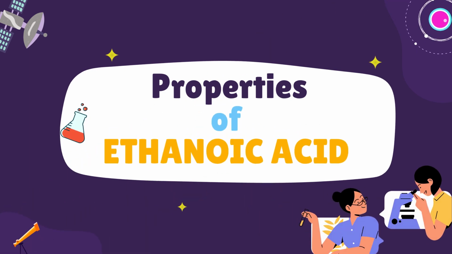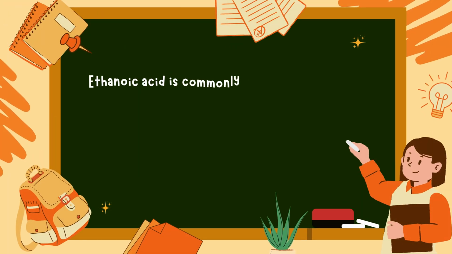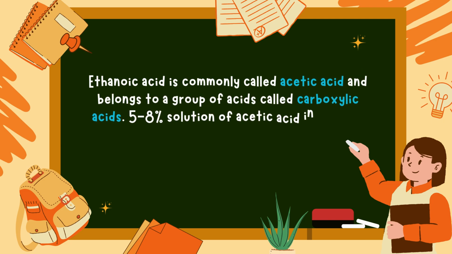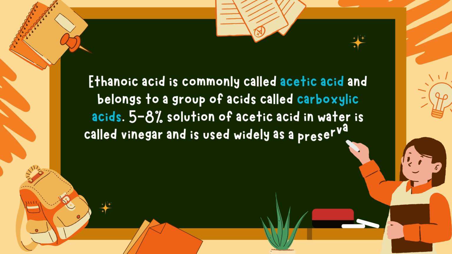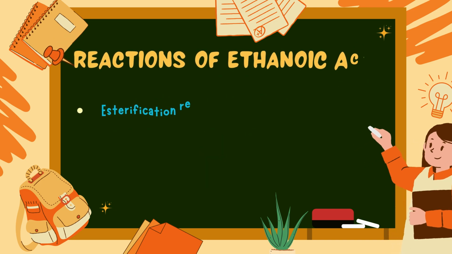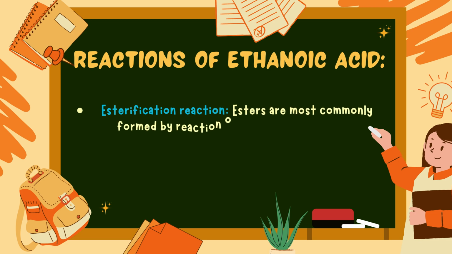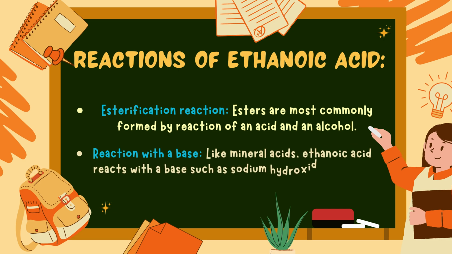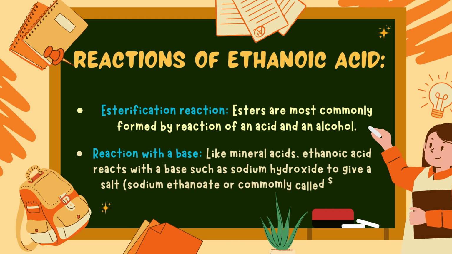Properties of ethanoic acid. Ethanoic acid is commonly called acetic acid and belongs to a group of acids called carboxylic acids. A 5 to 8% solution of acetic acid in water is called vinegar and is used widely as a preservative in pickles. Reactions of ethanoic acid. 1. Esterification reaction. Esters are most commonly formed by reaction of an acid and an alcohol. 2. Reaction with a base. Like mineral acids, ethanoic acid reacts with a base such as sodium hydroxide to give a salt, sodium ethanoate, or commonly called sodium acetate, and water.